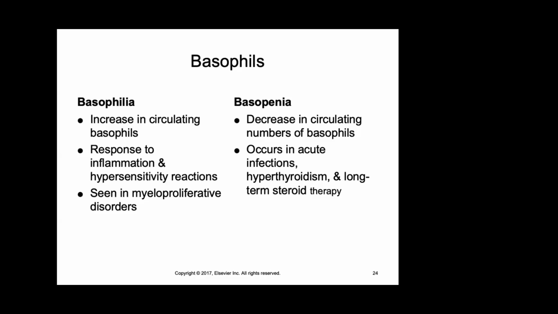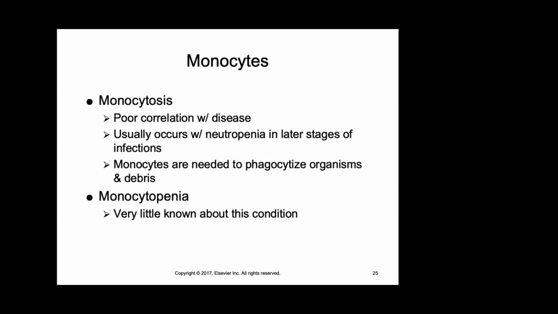Basopenia is a drop in circulating basophils and occurs in acute infections, in hyperthyroidism, and long-term steroid therapy. Now, why does long-term steroid therapy do this? When we're talking steroids here, we're usually talking corticosteroids, and in particular glucocorticoids. And cortisol and cortisone are known to suppress inflammation.